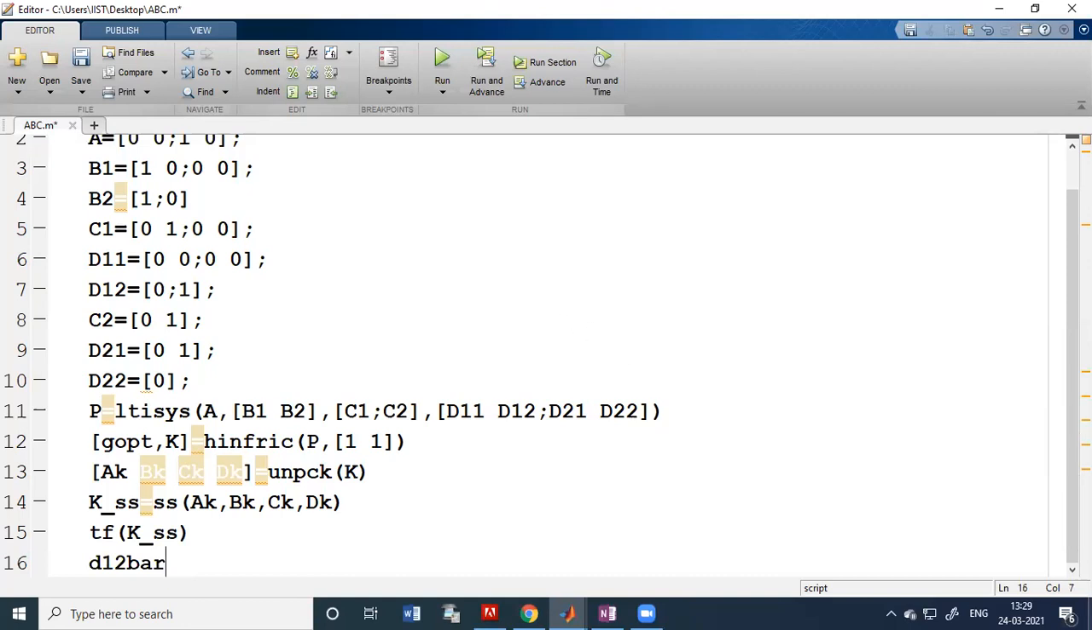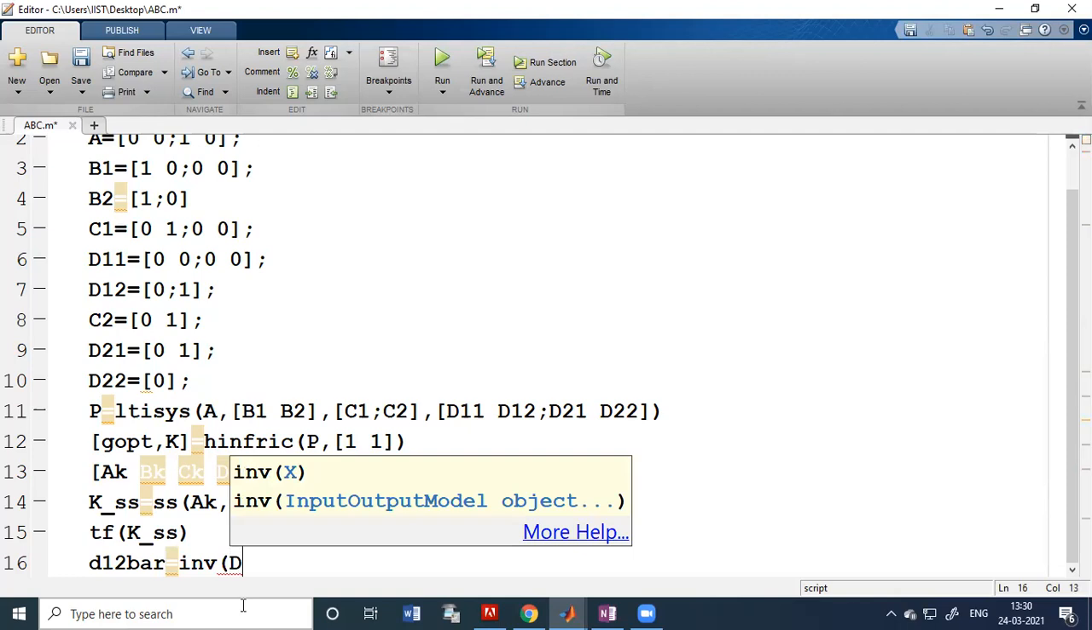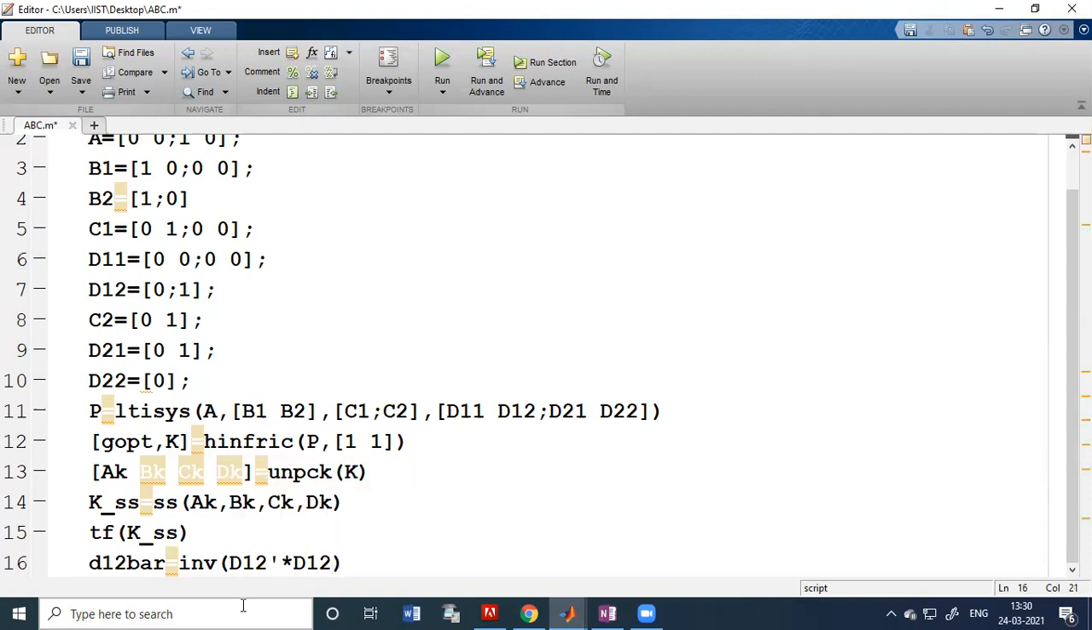Are you seeing the screen still? You're seeing the MATLAB screen, right? Yes, sir. Okay. So now we have to define all the terms. If you remember the algorithm, we had defined so many terms. D12 bar was D12 transpose, D12 whole inverse. So inverse of D12 transpose into D12. That is D12 bar.